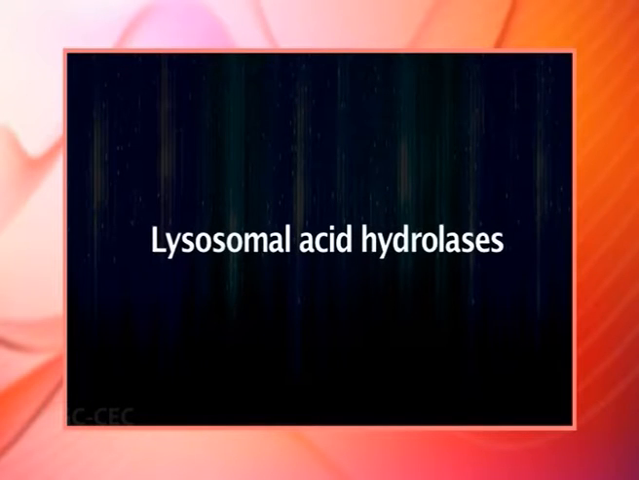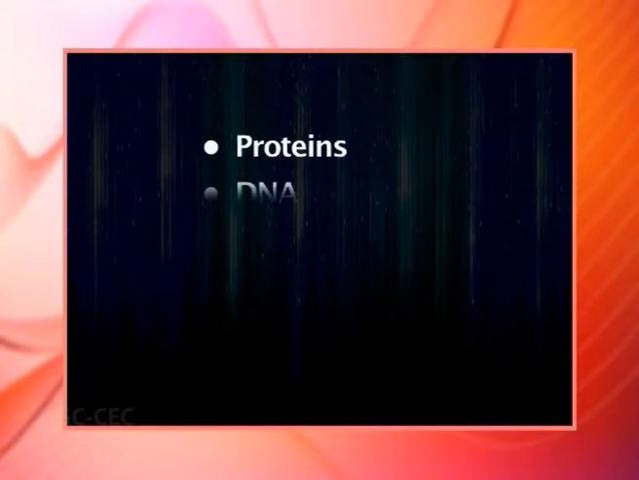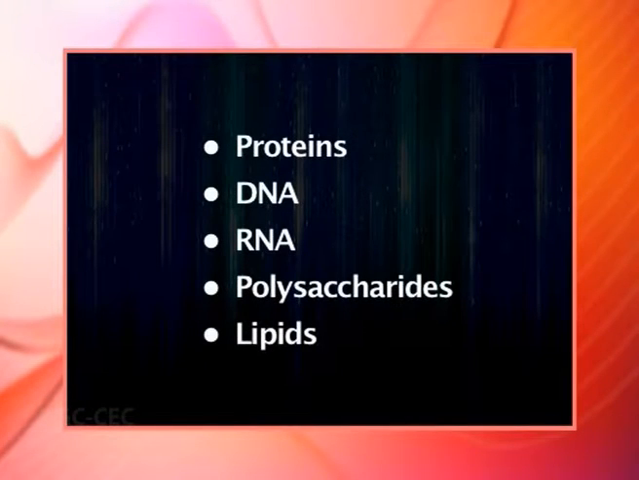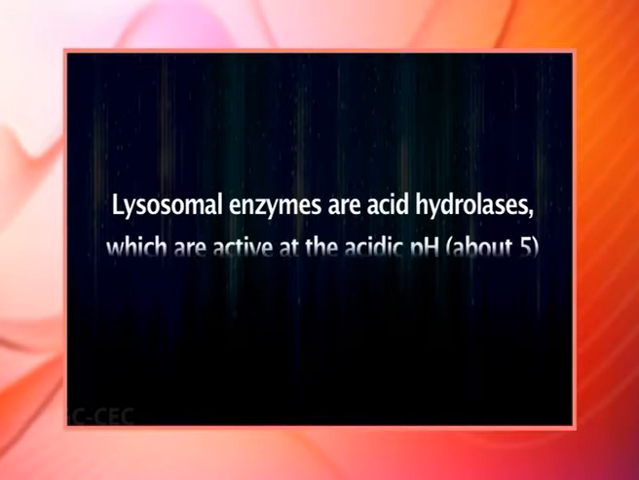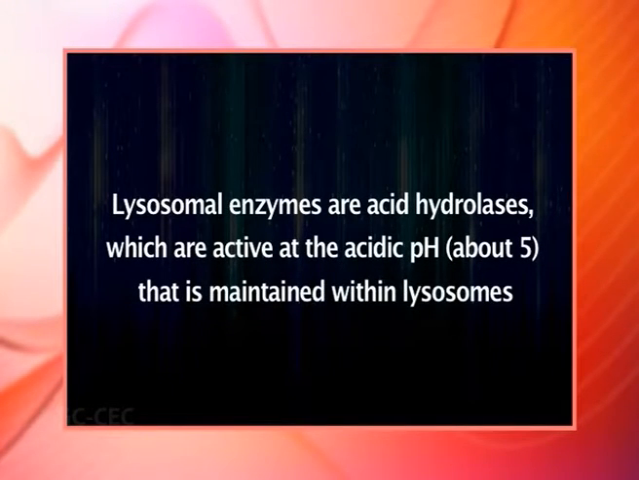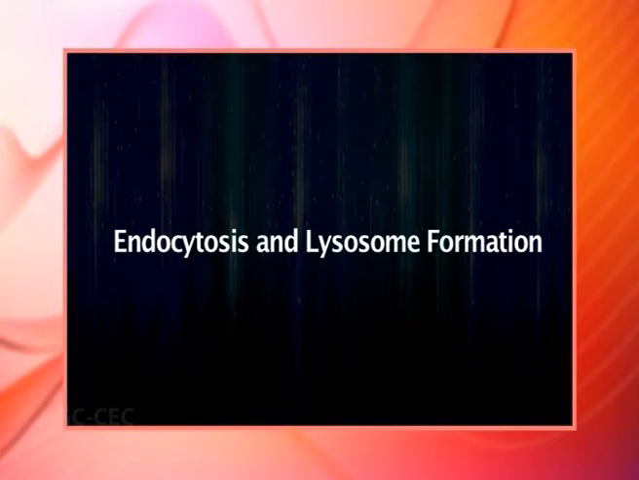Now, the lysosomal acid hydrolases. Lysosomes contain about 50 different degradative enzymes that can hydrolyze proteins, DNA, RNA, polysaccharides, and lipids. Mutations in the genes that encode these enzymes are responsible for more than 30 different human genetic diseases, which are called lysosomal storage diseases. For example, Gaucher's disease. All of the lysosomal enzymes are acid hydrolases, which are active at the acidic pH, about 5, that is maintained within lysosomes. Now, the endocytosis and lysosome formation.